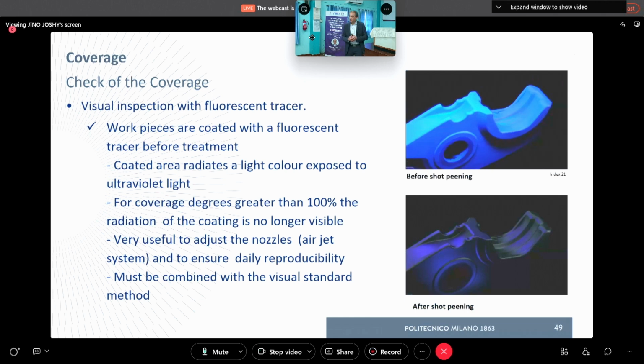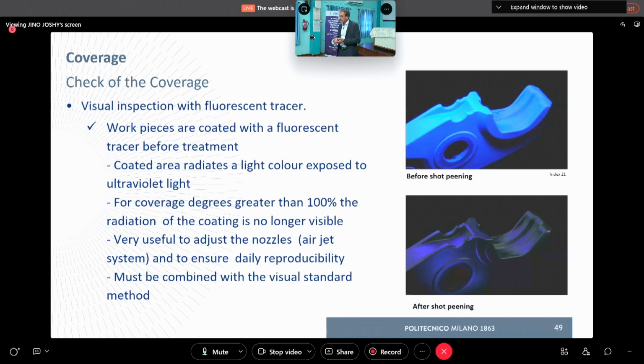We can also use a fluorescent tracer. Okay. How does it work? Workpieces are coated with a fluorescent tracer before the treatment. The coated area radiates a light color, light blue, when exposed to ultraviolet light. And for coverage greater than 100%, the radiation of the coating is no longer visible. The tracer has been removed. Okay, and so this is a more refined way to proceed, and this is useful to adjust the nozzle in air peening and to ensure the daily reproducibility.